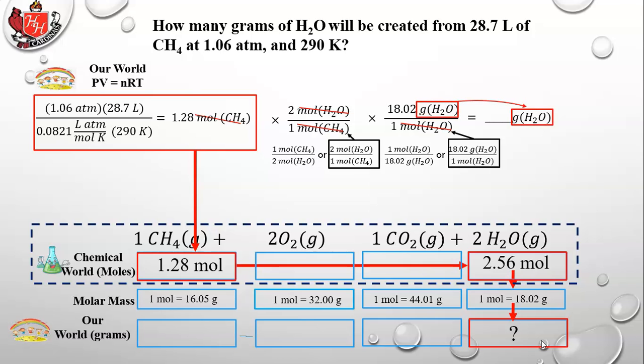So now you can go ahead and do the calculations. 1.28 times 2 times 18.02 divided by 1 divided by 1, and that gives us 46.1 grams of H2O, and that's your final answer. Go ahead if you want, put that in the box, and that's that. So that's how we do these problems.